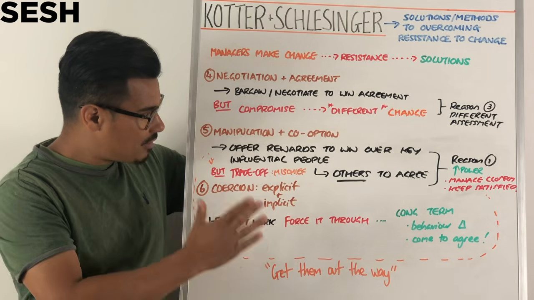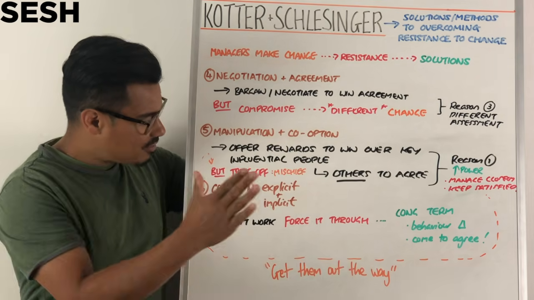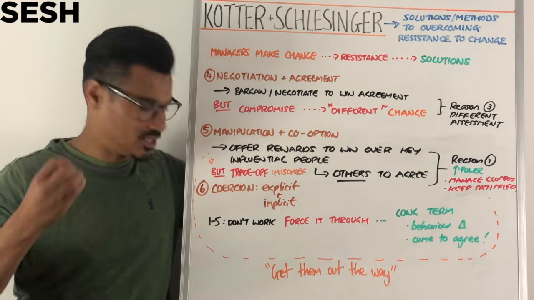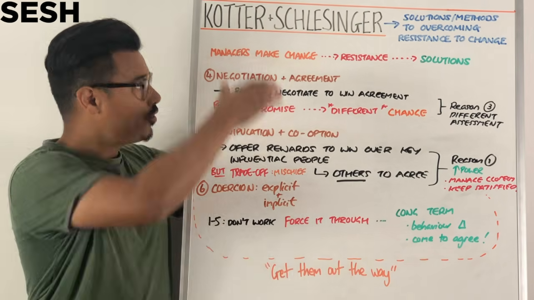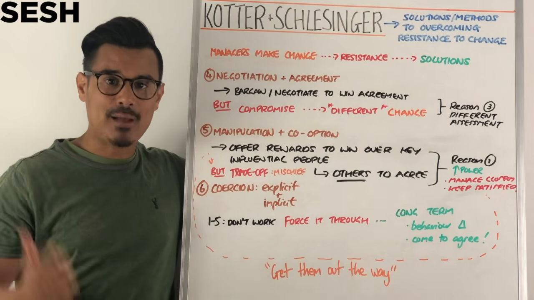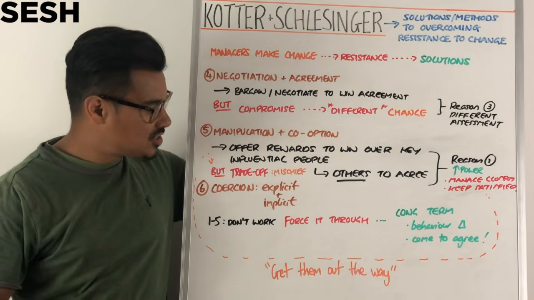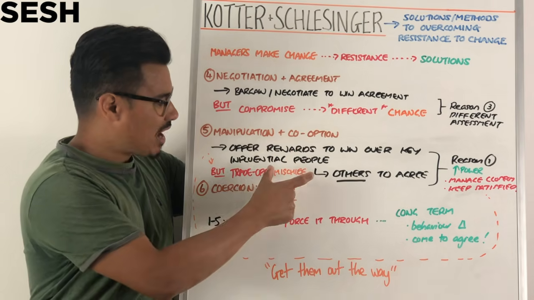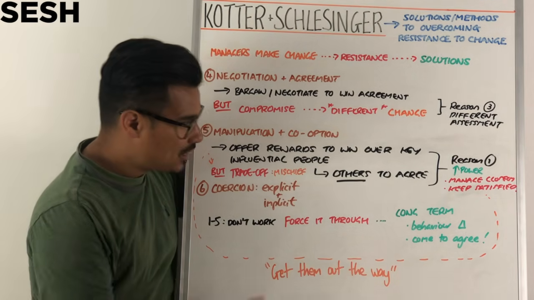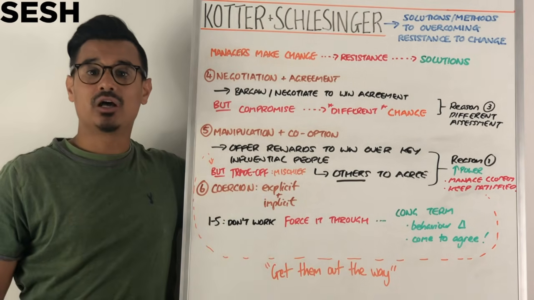But in terms of that, it leads into the last one, is that if you can't use manipulation and co-option, then you could use coercion. Coercion is that it's explicit or implicit coercion, and it's the idea that if 1 to 5 don't work, just force it through. Just make the change happen. Who cares about them? Just leave them, force it through. And again, in the words of Kotter, just distract them. Distract them, force it through. Get them out the way. Because in the long term, you might change behaviours and they might come to agree.